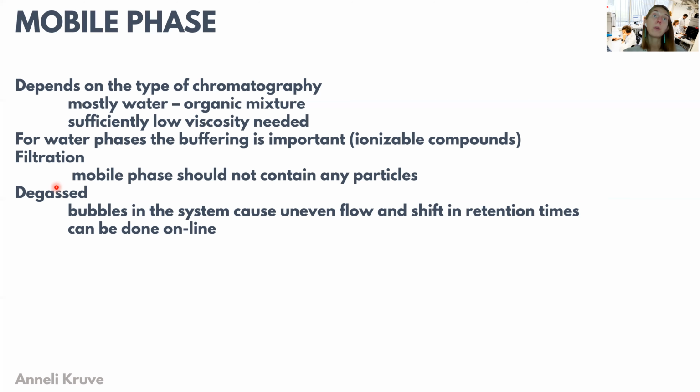Additionally, even if the bubbles don't form, then we can have worse peak shapes. So we might have tailing and fronting peaks, so that means that our peaks are not anymore symmetrical. And we might have some part of the peak being fronting, so we have a bit of a front in the peak. So therefore, degassing and filtering are two very important parts in the preparation of the mobile phase.